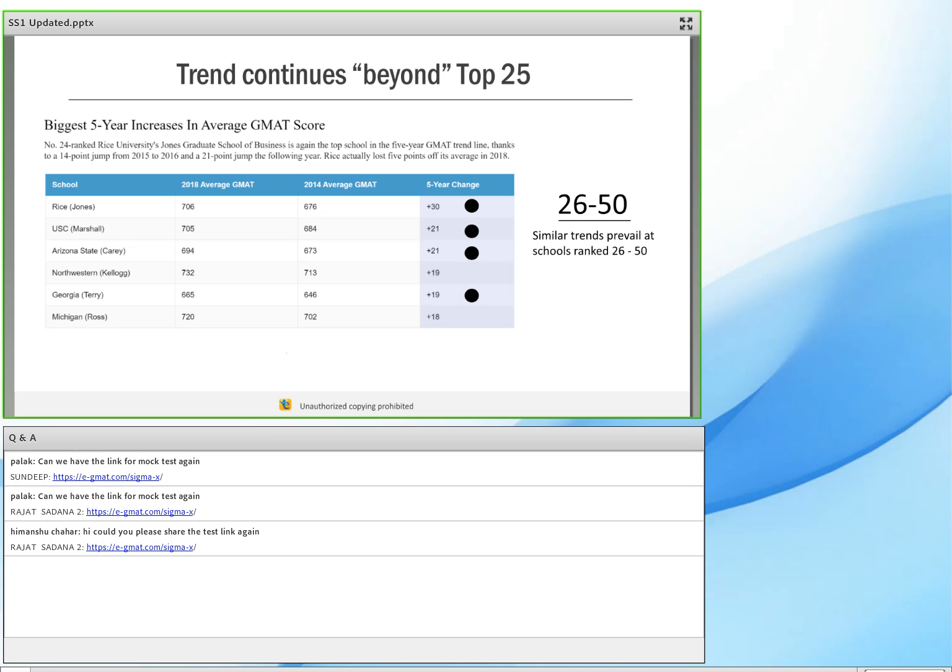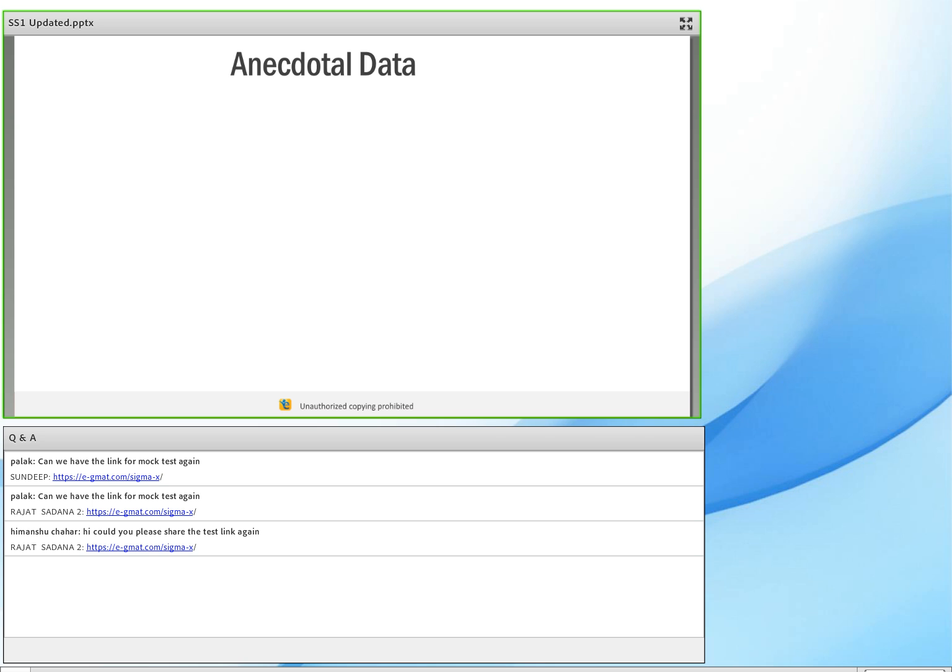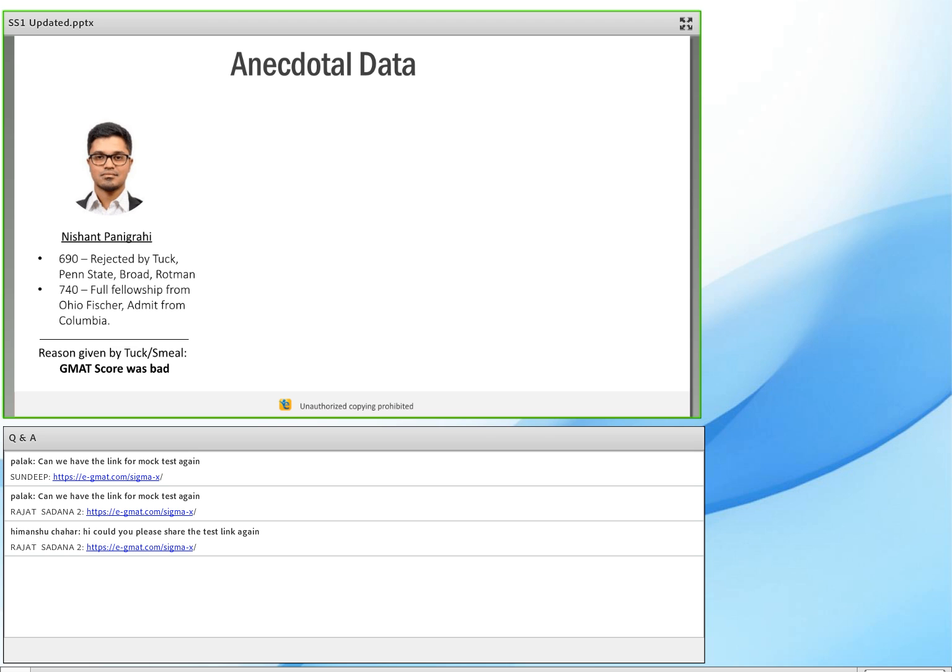Now this is statistical data, and you may ask, okay, I understand the stats, but do you have real cases where this has been applicable? I'm going to show you some real cases of some of our former students. If you go to our YouTube channel, you could probably see tens of these cases. Nishant scored a 690, was rejected by every school he applied to, improved to a 740, received multiple full fellowships, and secured an admit from Columbia.